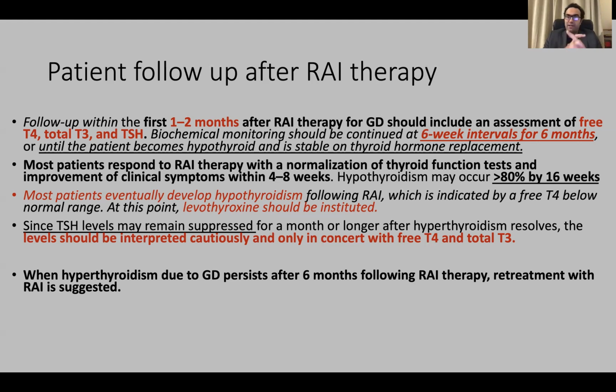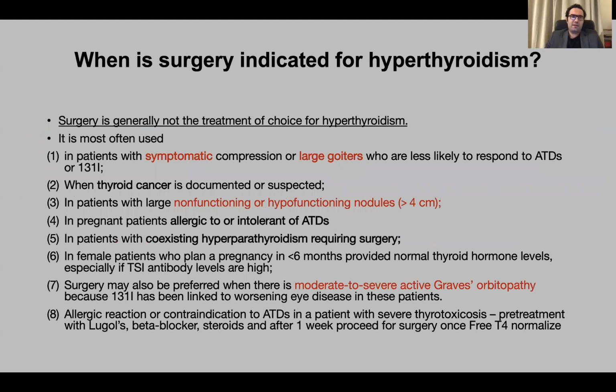Now, remember again this point ki TSH levels may remain suppressed for a month or longer after hyperthyroidism resolves. Therefore, aapne usko interpret karne mein bahut cautious hona hai, and you should be using free T4 and total T3 rather than dose adjustment on the basis of TSH. So, sometimes 6 months mein bhi hyperthyroidism nahi theek hota hai, toh usmein phir ek second dose ki need hoti hai. This is around in 10% of the patients.